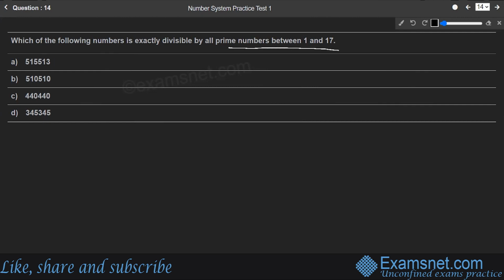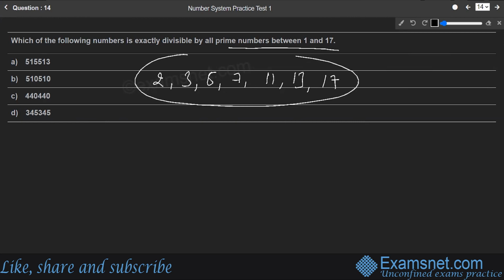Okay, let us try to see. We know which are the prime numbers. The smallest prime is 2, then 3, then 5, then 7, then 11, 13 and 17. He has said between 1 and 17, so we will take 17 also. Okay, so these are the numbers with which these options should be completely divisible. So let us have a blind guess.